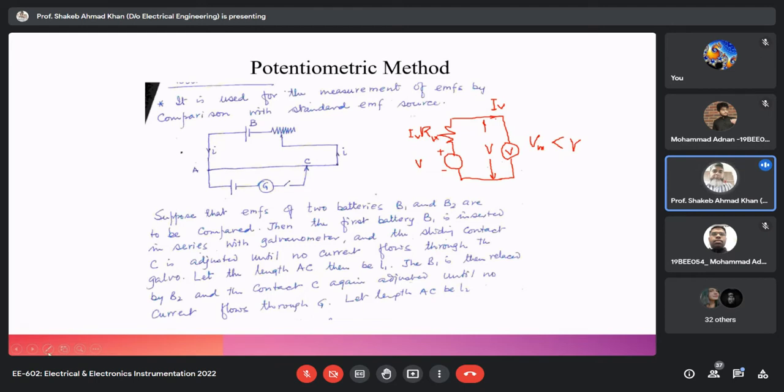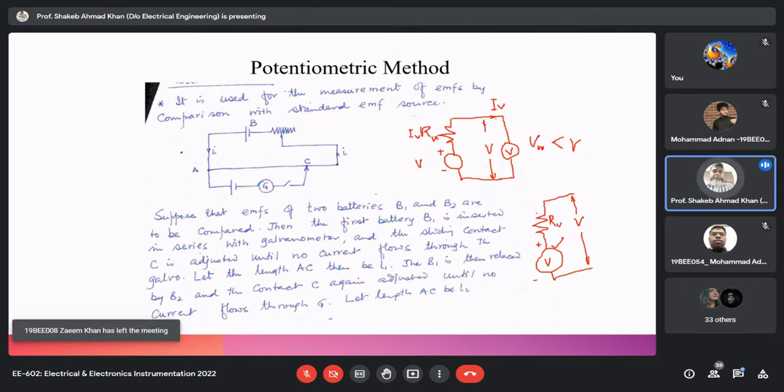Means what I'm saying, when this is the situation, and this is your voltage source, suppose it is V. When it is open, then obviously the open circuit voltage will be whatever is the voltage of the voltage source, because this is the internal resistance of your voltage source. Because we are not drawing any current, there is no drop across it.